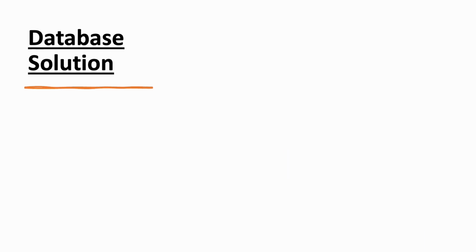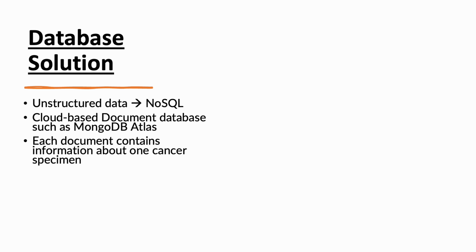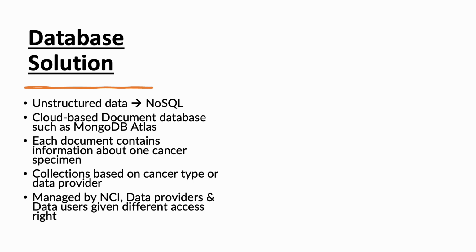As you can see, the variety of data types and the variety of data sources make it impossible to have a fixed data structure for this type of data. Therefore, I propose a non-SQL database. There are several options of non-SQL databases, and I choose a cloud-based document database such as MongoDB Atlas. In this database, each document will contain information about one cancer specimen. And collections are based on either cancer type or the data provider. And this database will be managed by the NCI, a federal agency. The data providers and the data users will be given different access rights.